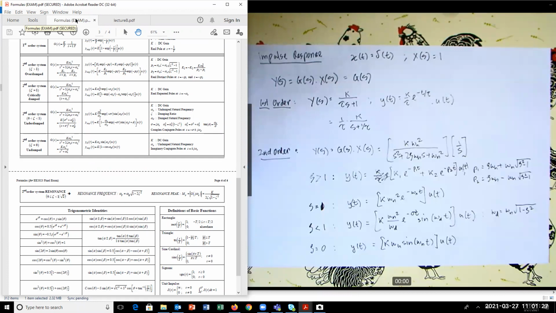So we can do the same thing for a step. When the input is a step, go through the same process again. As I said, you do not need to know how to derive this, but you need to know how to use it, and I'll explain how it is used when we present questions to you later. That's the theory part. Questions? Okay, so far, everyone?